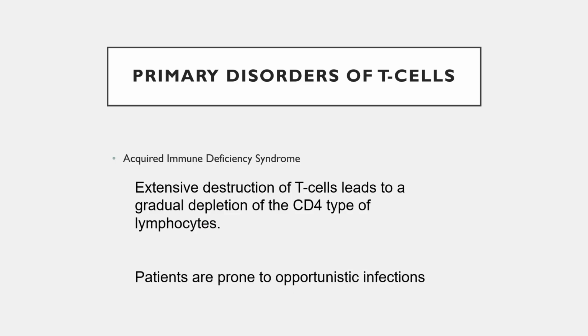AIDS, or acquired immune deficiency syndrome, is what we call a primary disorder of the T cells. There's extensive destruction of T cells that leads to a gradual depletion of the CD4 type of lymphocytes. Patients are prone to opportunistic infections such as Pneumocystis carinii, Cryptococcus neoformans, and Kaposi sarcoma.